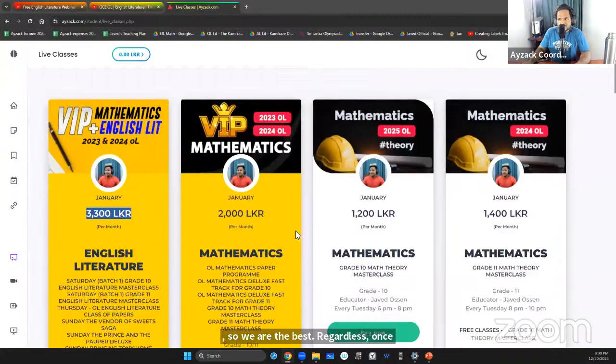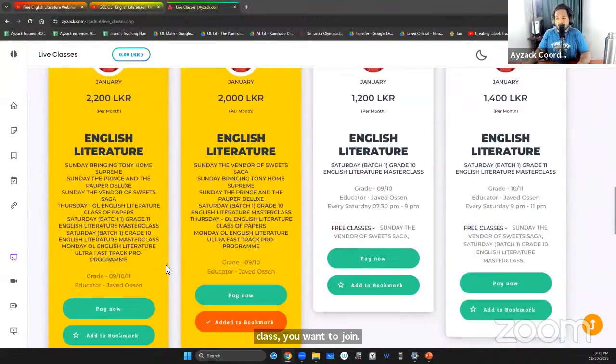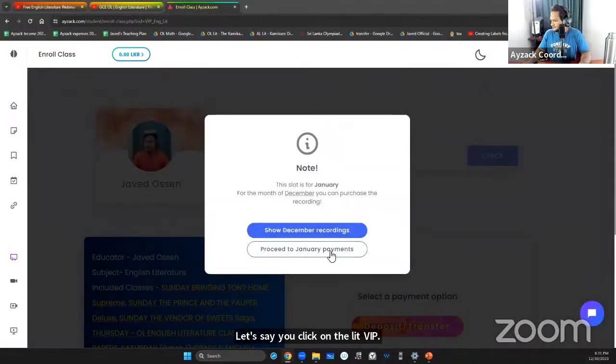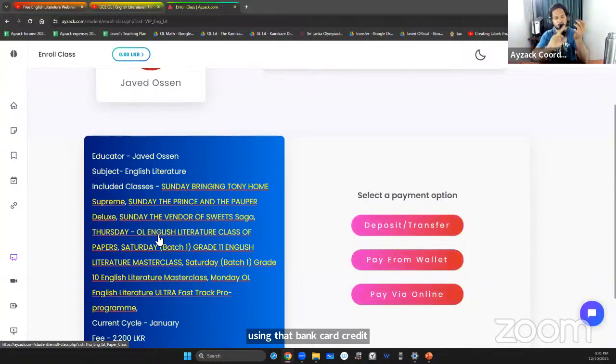Regardless, once you've found the class that you want to join, I assume that you guys will join the Literature VIP. Let's say you click on the Lit VIP, you click on Pay Now, and then you have two options. You can pay using a bank transfer or deposits, or you can pay online using a bank card. Your dada or mama might have a bank card or credit card, and using that card, you guys can make the payments. However, it is up to you. You can transfer online and upload the receipt, or you can pay using a credit or debit card.